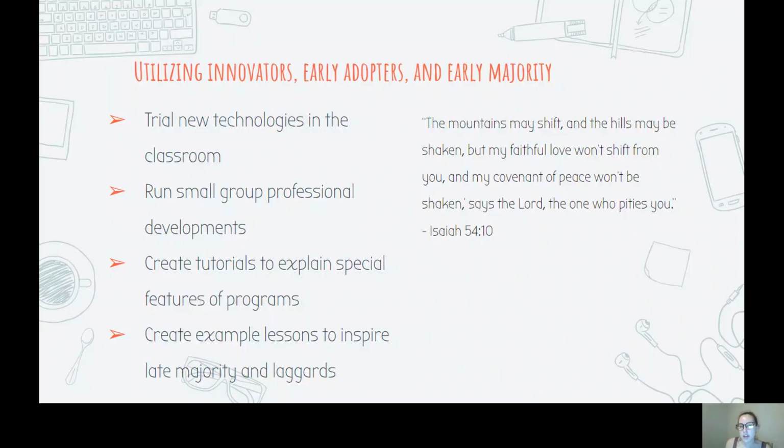So now we have utilizing innovators, early adopters, and early majority. As stated in Nelson Gibson, Online Teaching at Its Best: Merging Instructional Design with Teaching and Learning, 2017, I would have the innovators, the early adopters, and the early majority help lead and implement the new technology by trialing new technologies in the classroom. So for example, if there were a couple of different technologies or applications that we were thinking about implementing, this group would be the first to try them and give feedback before it is applied to the whole school.